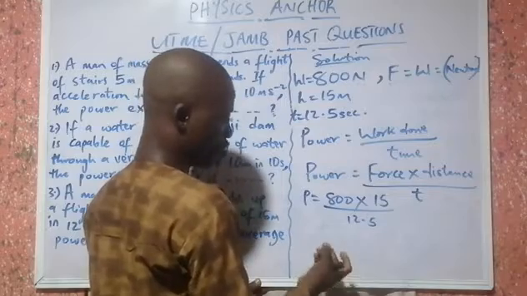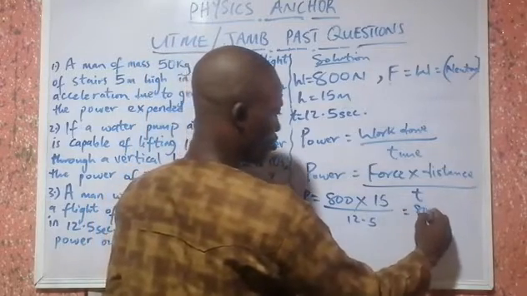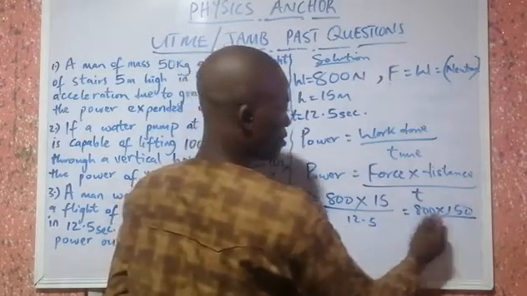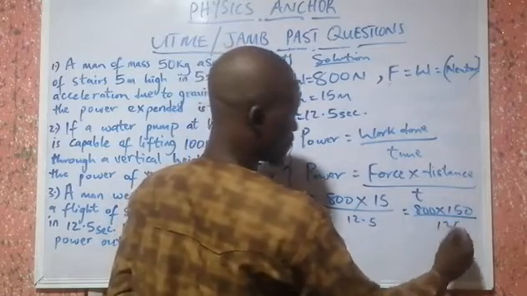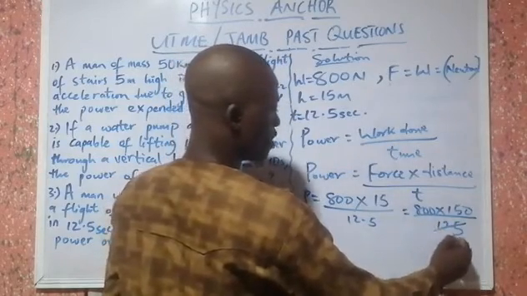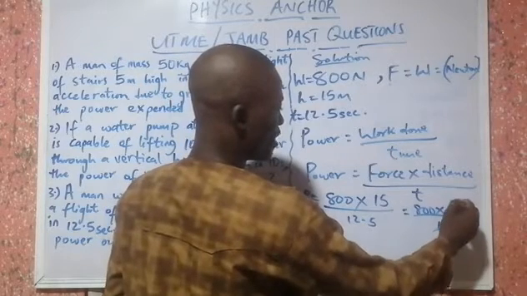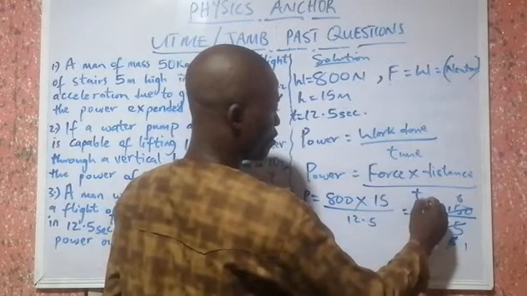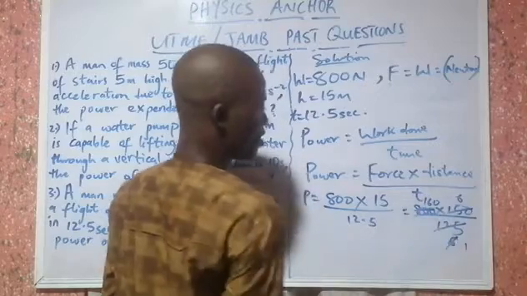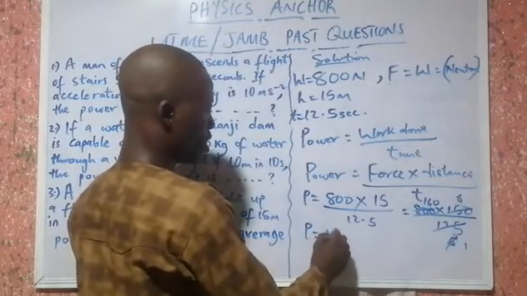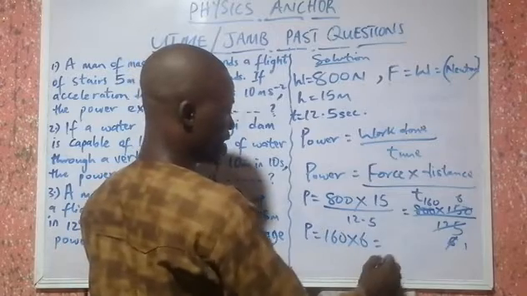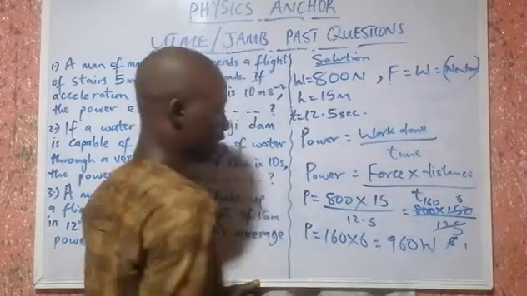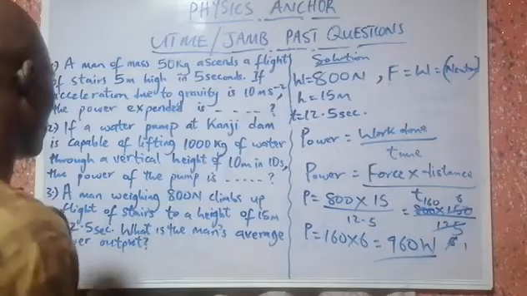So if you divide this all through, you are going to have 800 times 150, if I convert this to fractions, over 125. So if you cut all through, 25 here will give us 5, 25 here will give us 6, and 5 in 800 will give us 160. So power will be 160 times 6. So let's multiply that. That will give us 960 watts. This will be our power.